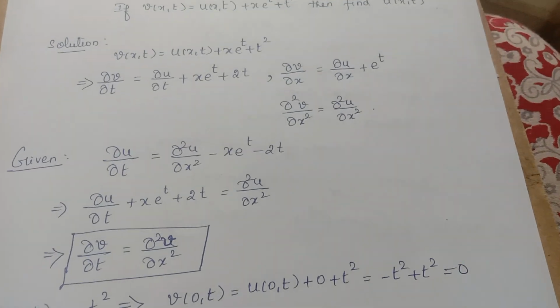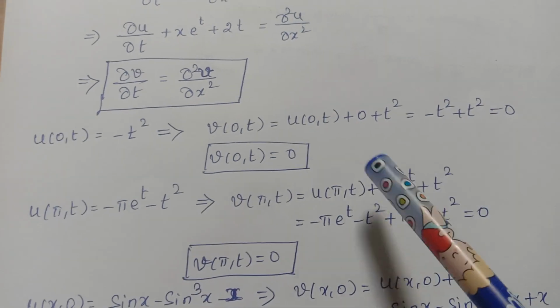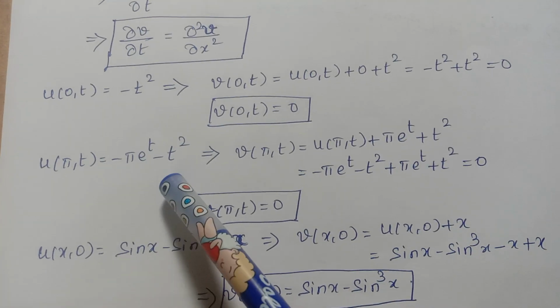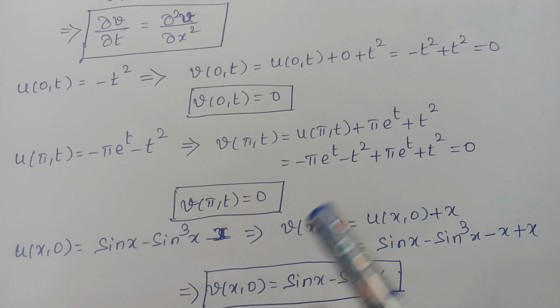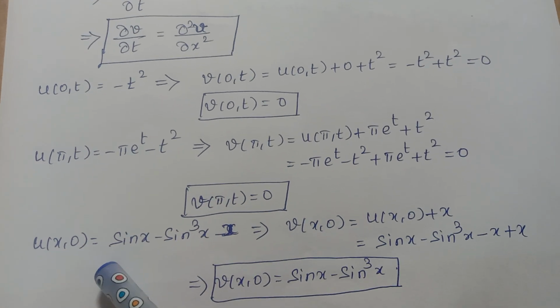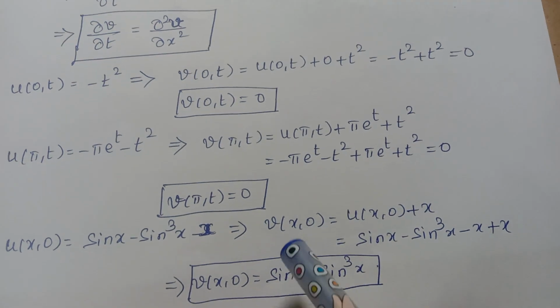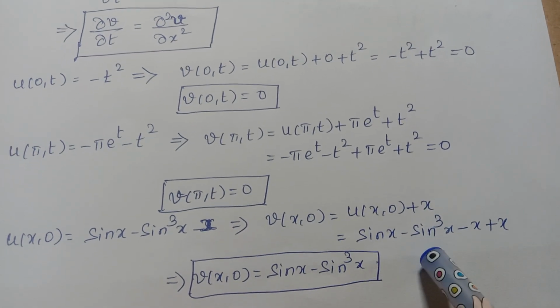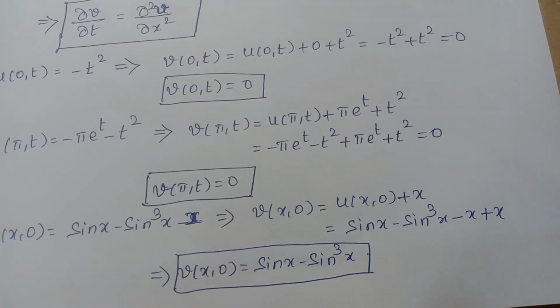Now u(0,t) = −t² is given, no? So v(0,t) = 0, and u(π,t) = −π e^t − t². That implies v(π,t) = 0. So the boundary conditions are obtained. Next, u(x,0) = sin x − sin³x − x is what is given. So v(x,0) = sin x − sin³x − x + x, no? So simply v(x,0) = sin x − sin³x.